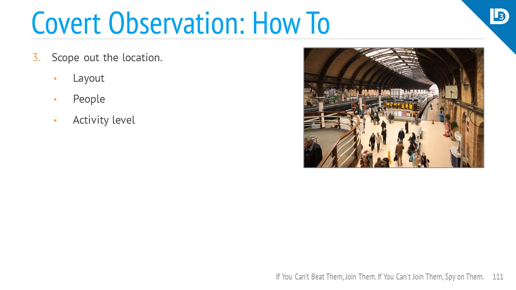You want to scope out the location ahead of time. What's the layout like? Where do these activities that you want to see take place? Where's a good place for you to stand or sit, and observe unobtrusively? What are the people like? What do they do while they are in that space? And how do they dress? And that's important to show you what to dress like and what you should be doing while you're observing so that you don't stand out.